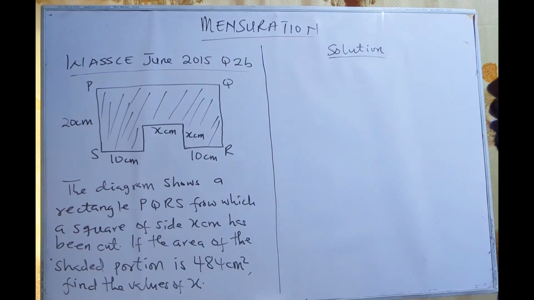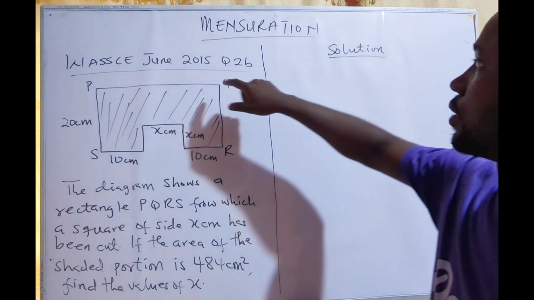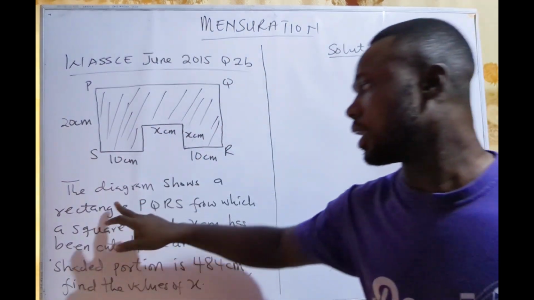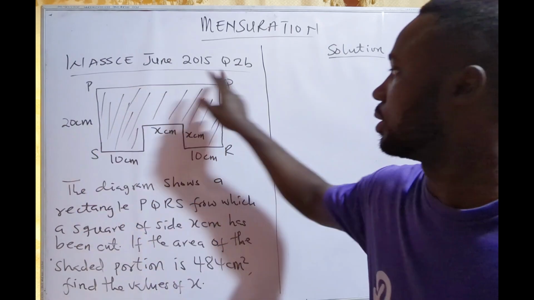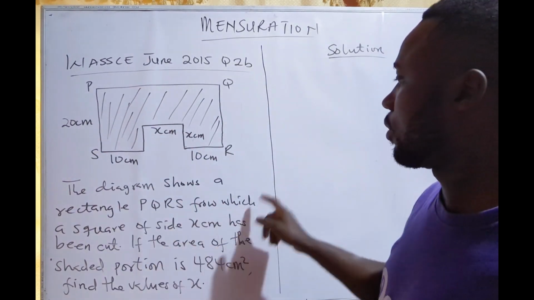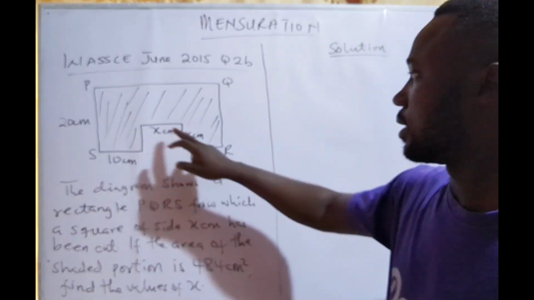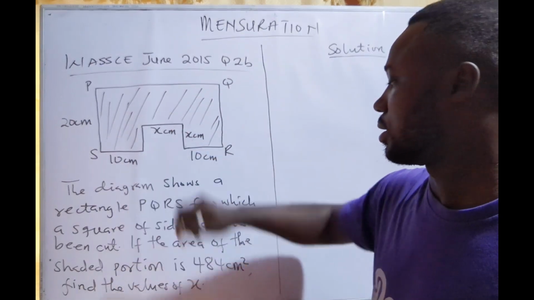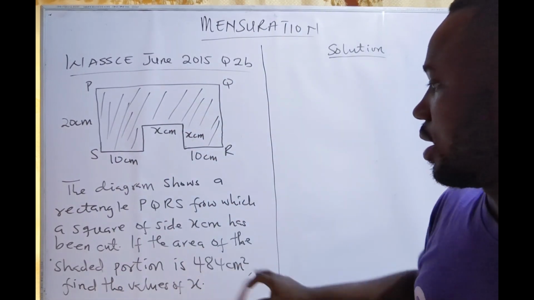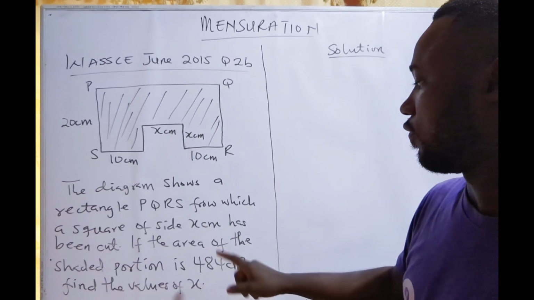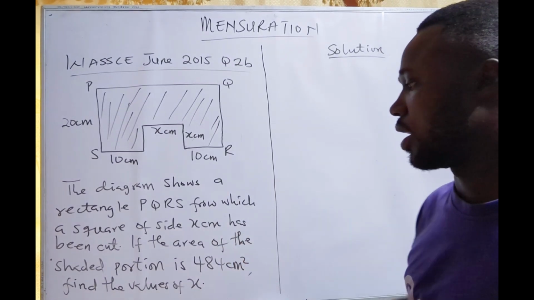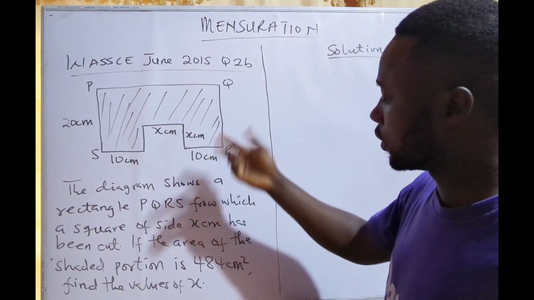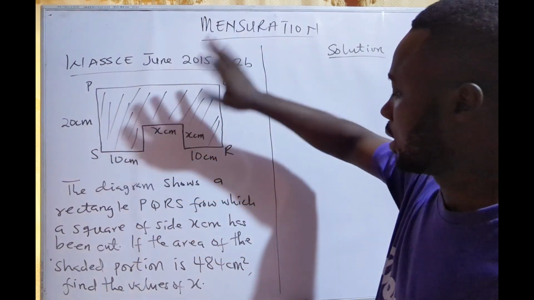Let's look at the question here. WASSCE June 2015, question 2b. This is the diagram. It says the diagram shows a rectangle PQRS from which a square of side x centimeters has been cut off. So this is S. If the area of the shaded portion is 484 centimeters squared, find the values of x. So the area of the shaded portion is 484 centimeters squared.